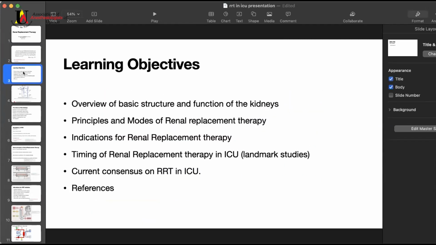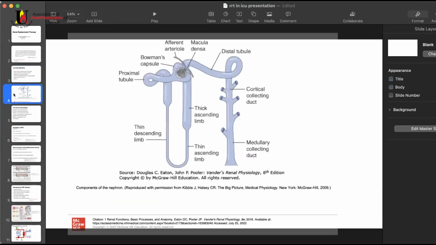So we're going to give an overview of the basic structure and function, then we'll go into the renal replacement therapies, the principles, indications, timing, and current consensus. The references are in the individual slides.